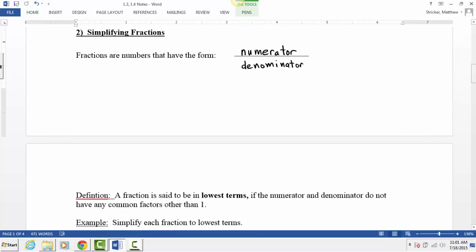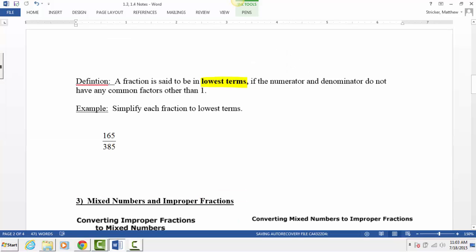A fraction is said to be in its lowest terms if the numerator and denominator do not have any common factors other than 1. So let's go ahead and simplify this fraction. We need to divide out any common factors other than 1 that go into both the top number, the numerator, and the bottom number, the denominator.